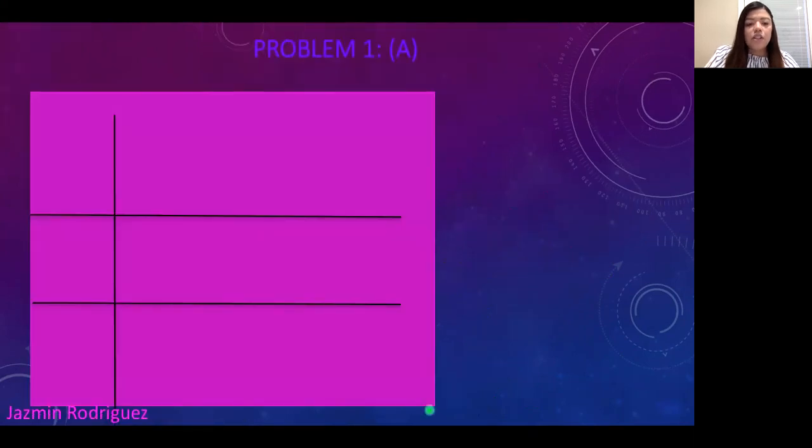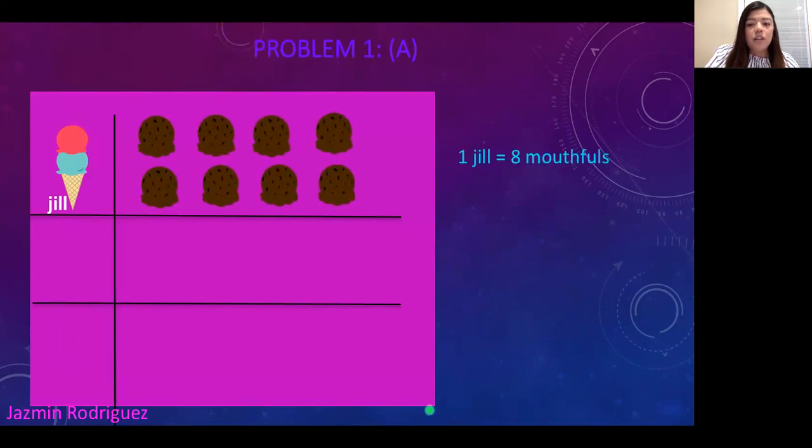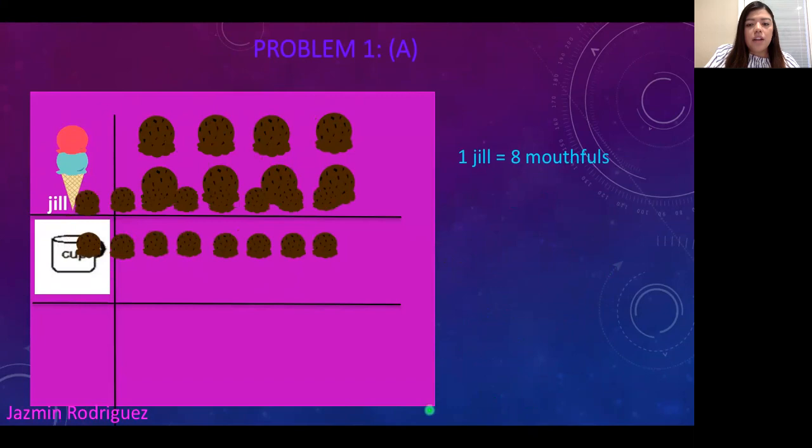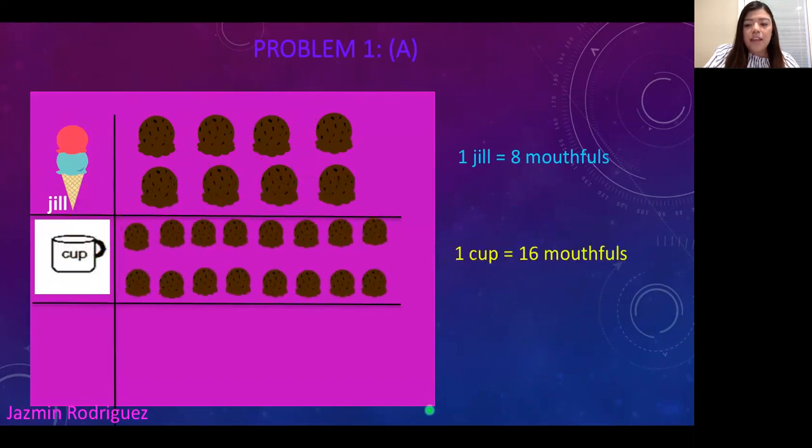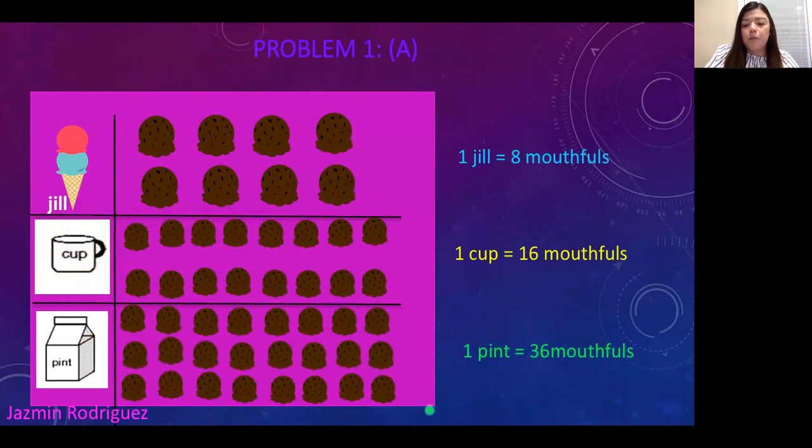And then here we have just created a little visual so that we can see that 1 gill is equal to 8 mouthfuls. And then we have that 1 cup is going to equal 16 mouthfuls. And then the 1 pint is going to equal 36 mouthfuls.